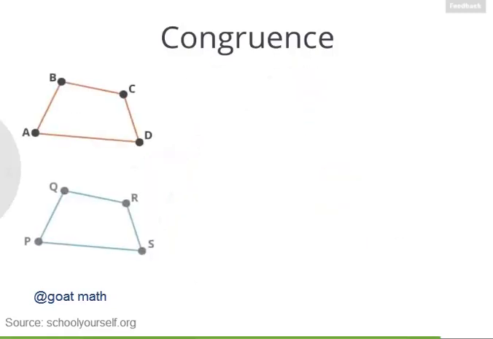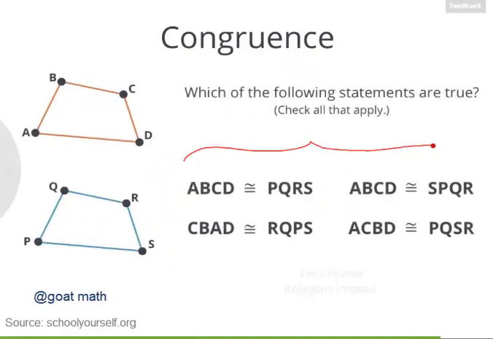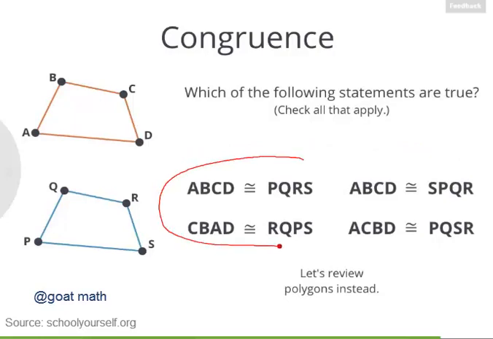Okay, last question. Here are two congruent quadrilaterals. So then which of these statements over here are correct? Pay very careful attention to the order of the points in each of these and make sure the orders match.